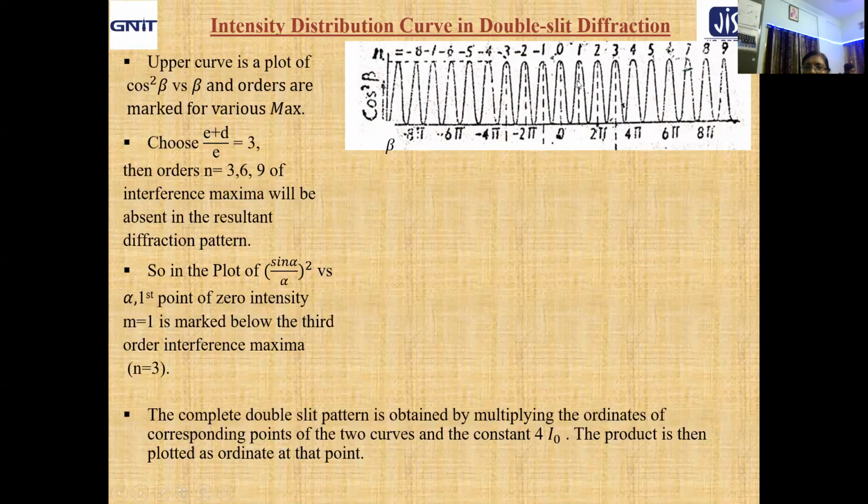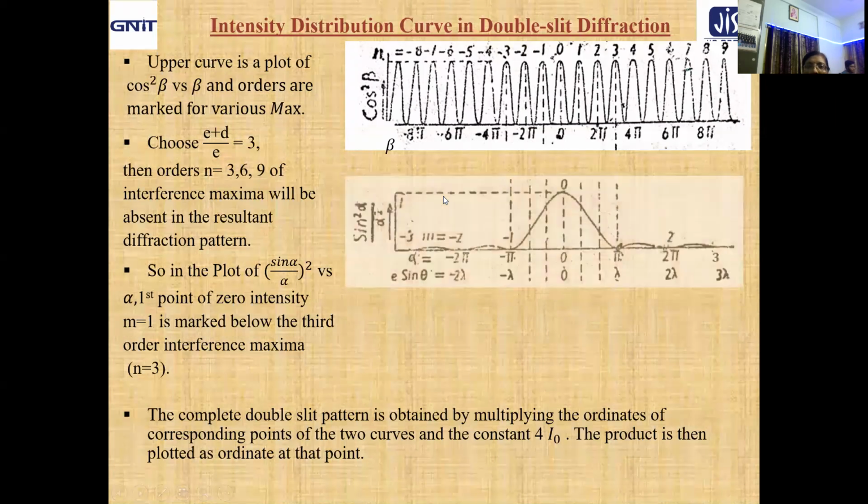Next you are getting 1 pi, 2 pi, 3 pi, 4 pi and so on. And there you are getting the minima. Clear? This is the first order. N is the order of the interference maxima. So first, second, third, fourth and so on.